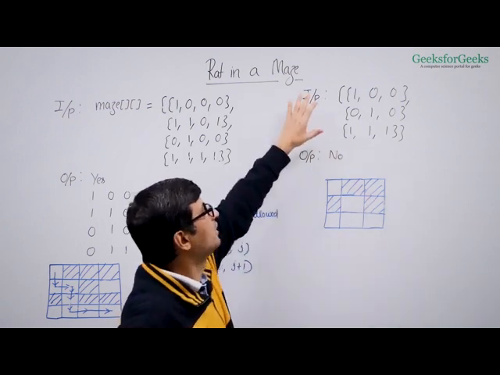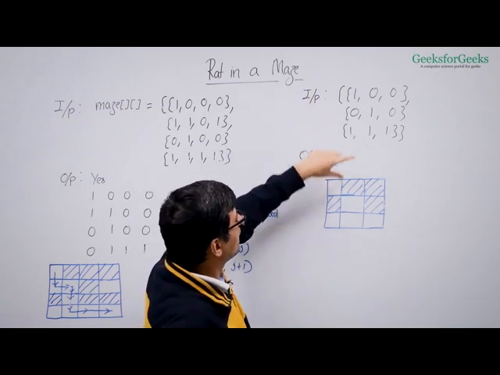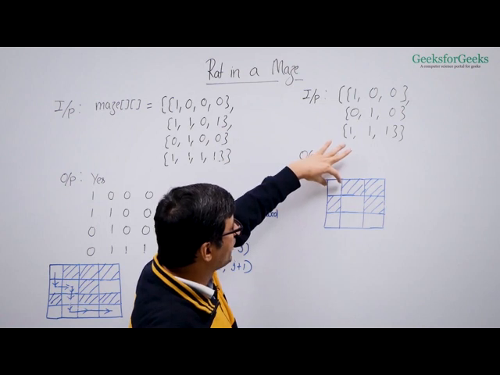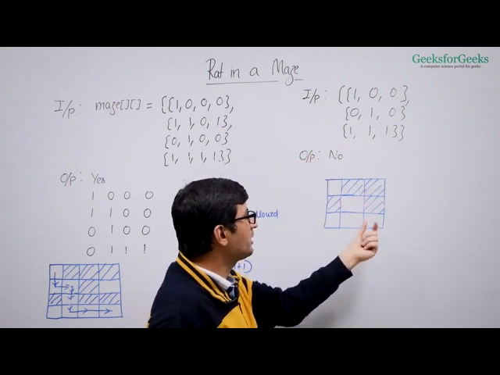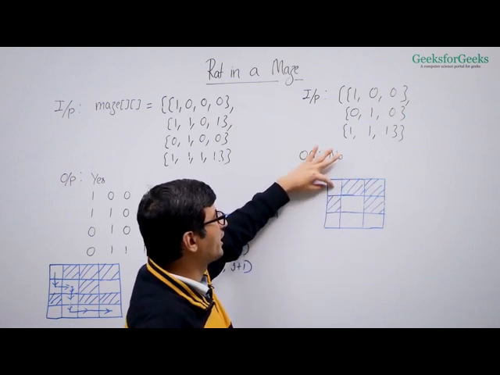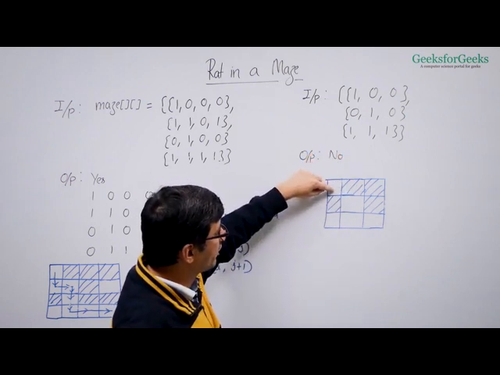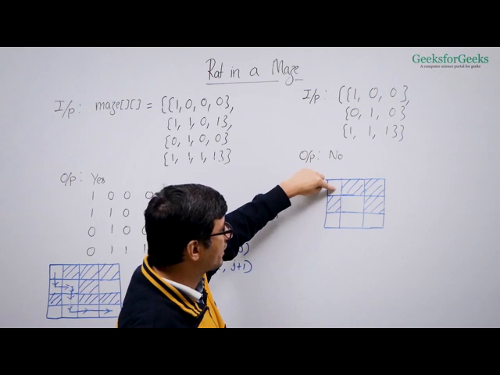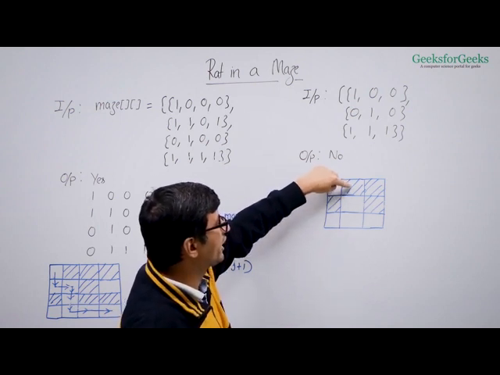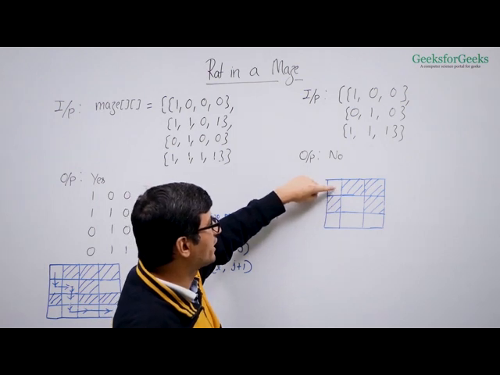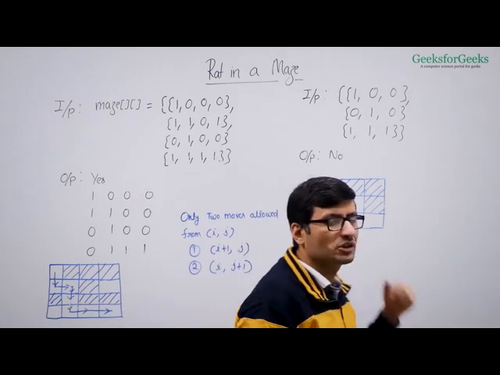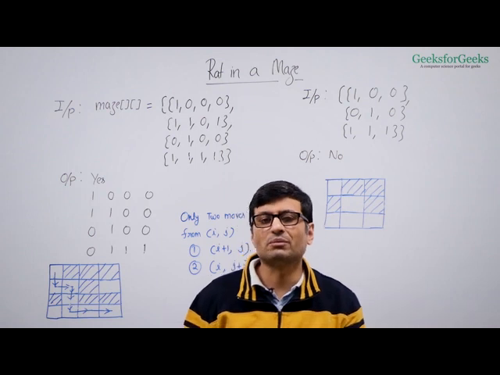Let's see another example. In this example, we have this maze and the rat is always considered at the top left and the cheese is always considered at the bottom right. So in this example, the rat cannot collect the cheese because it cannot move from the first cell itself, right? Because the cell on the right of it is blocked and the cell on the bottom of this is also blocked, right? And the rat is only allowed to make these two moves. So the output for this particular input is no.